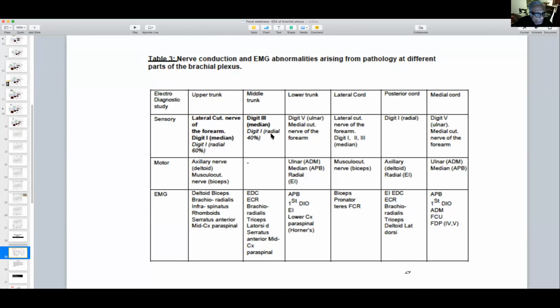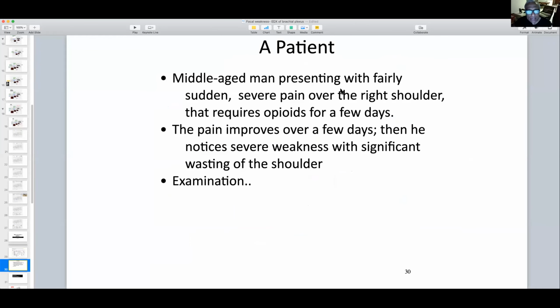Okay, so let's use some examples to illustrate that. This is a middle-aged man presenting with fairly sudden, severe, unremitting pain over the right shoulder. It is so bad that he needs to rush to the emergency department and he needs opioids for a few days. After about 1 week, the pain settles. Then he notices, as an afterthought, that his shoulder is actually very, very weak and there's severe wasting of the shoulder, even though the onset was only about a week.